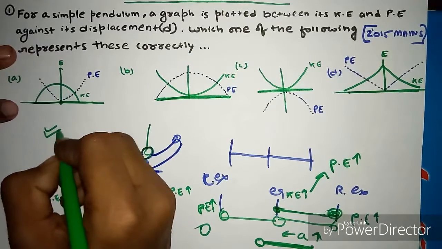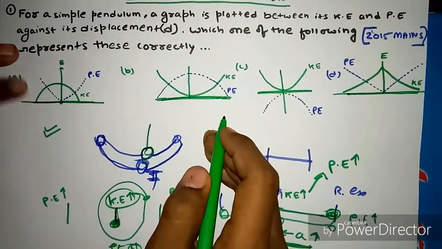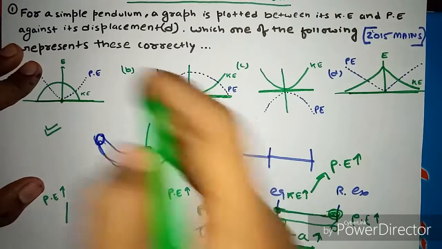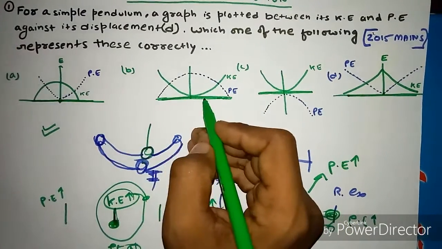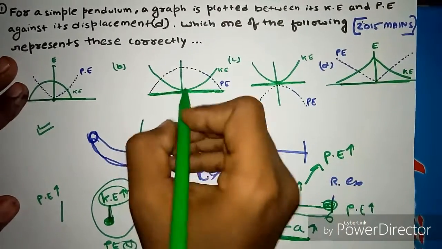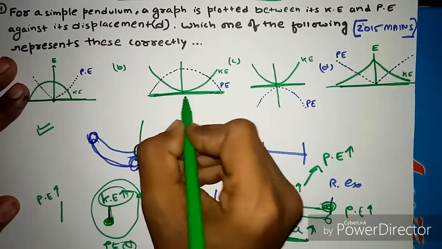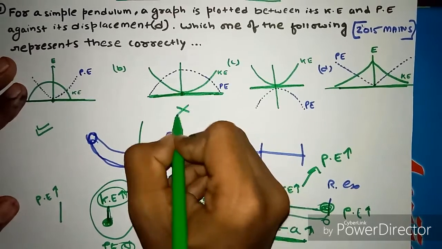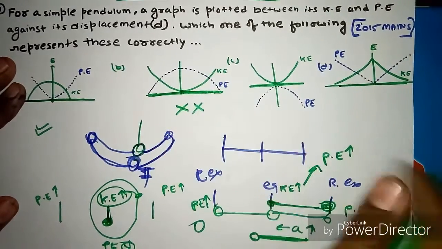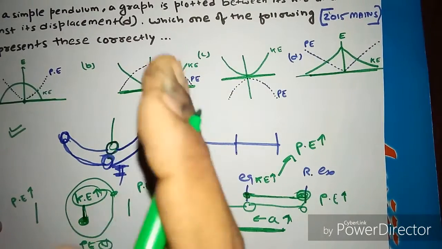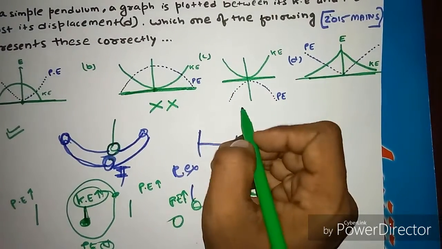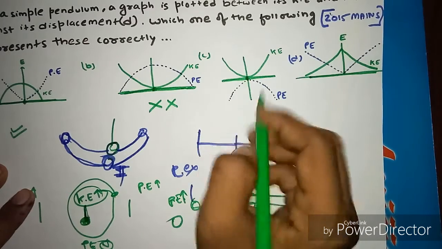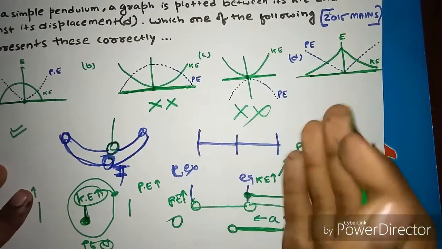This graph somewhat satisfies us, and now we will use the elimination method: if we find an option is not good, we eliminate it. In the next option it says that at the origin it has the minimum kinetic energy, so this does not work according to our concepts. Then again, at option C, at the origin it has the minimum kinetic energy, so this will also not be there.